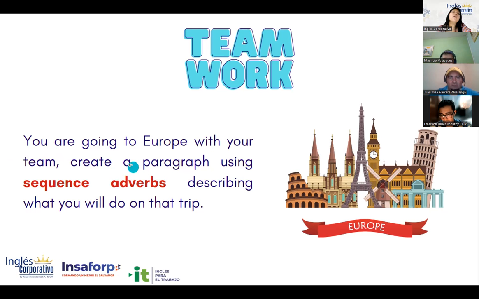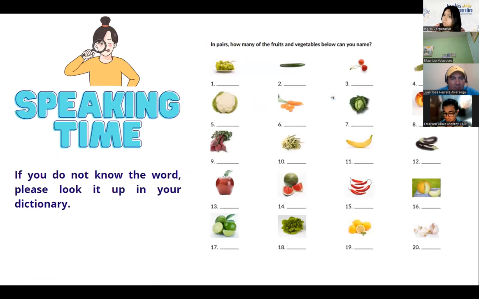Okay, describing the things that you will do on that trip. So you are going to Europe, Europe in general, right? So I would like to know, what will you do with your team? Yeah, you need to create sentences using adverbs of sequence. Once you are done with your team, once you finish, I need you to move to the speaking time.